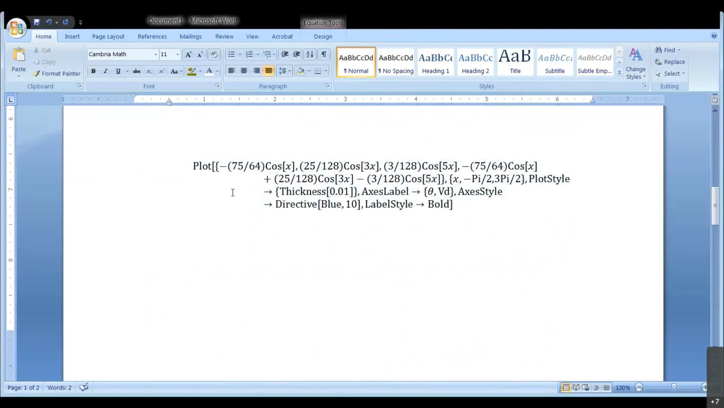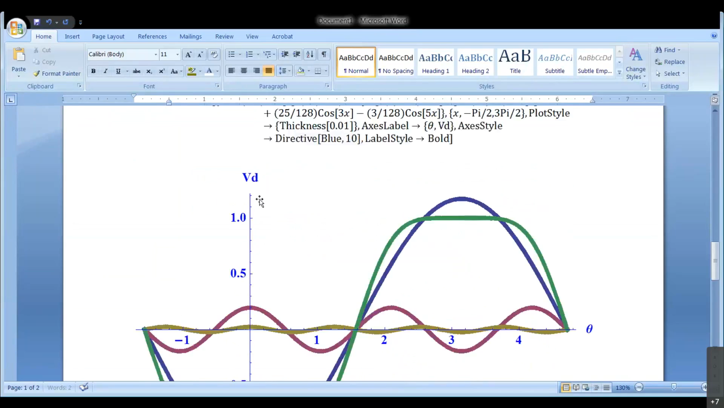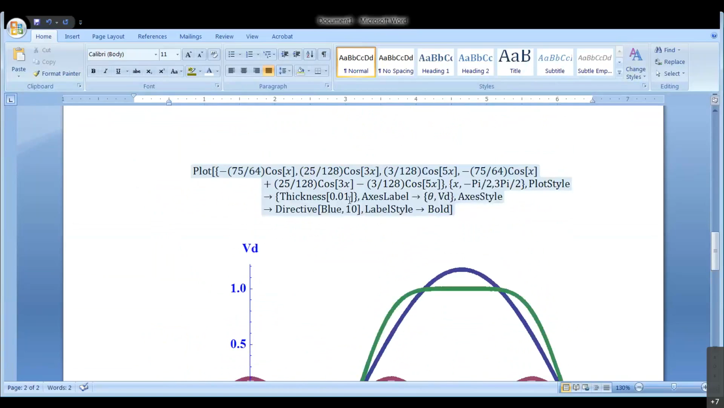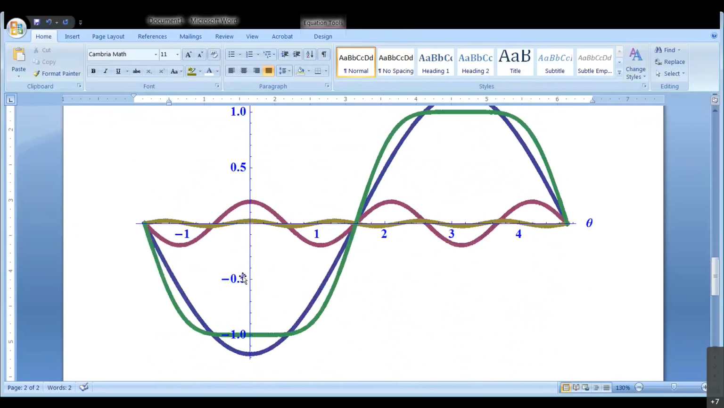So now here I have taken the coefficients same as what they should be for the maximally flat case. That is, the fundamental is 75 by 64. Sorry, I have wrongly written here. It should be, no, it is okay. Third harmonic is 25 by 128 and fifth is minus 3 by 128. And I have superposed all the three. So now you can see that the resulting waveform, the green one, is now more flat than the case of F3.